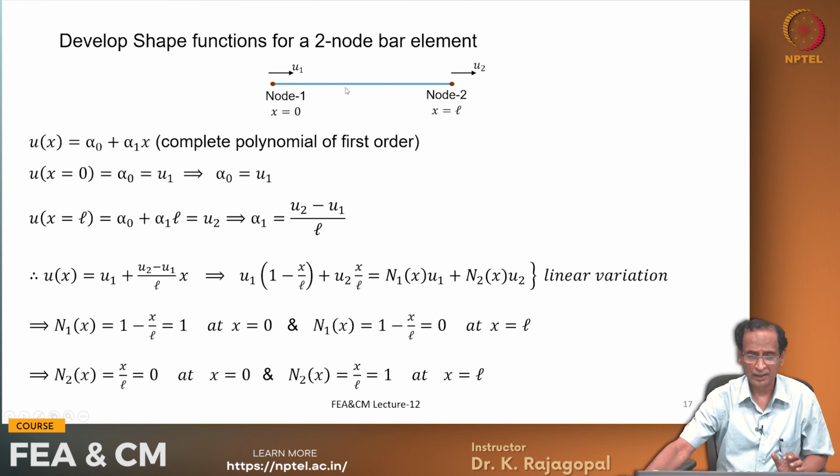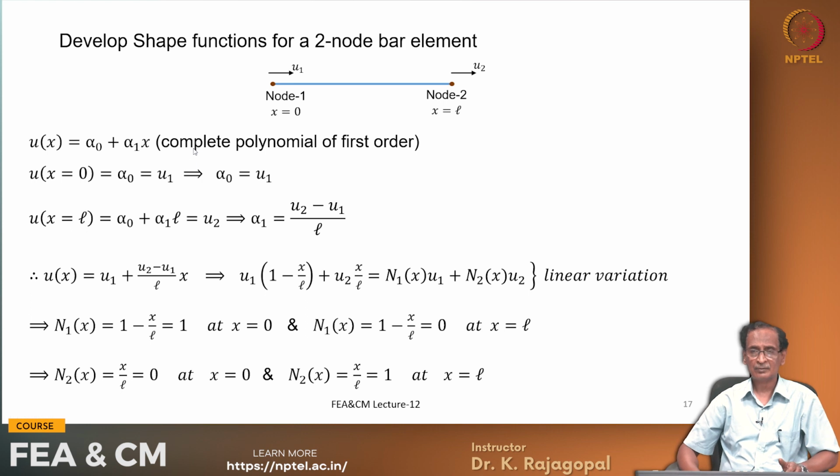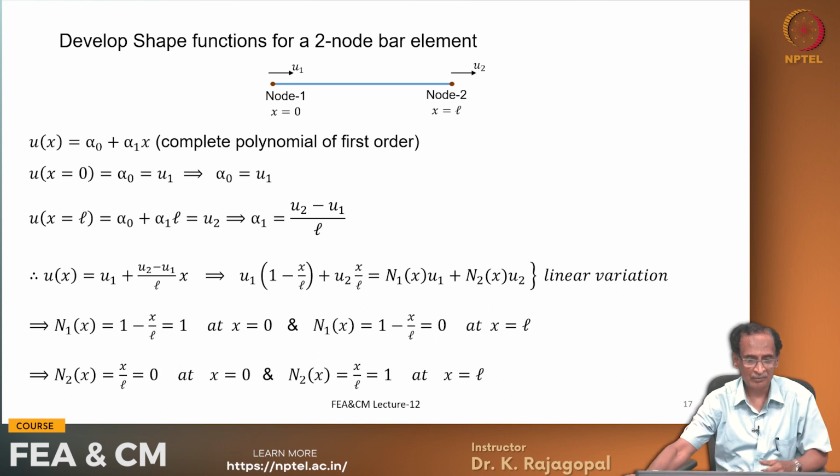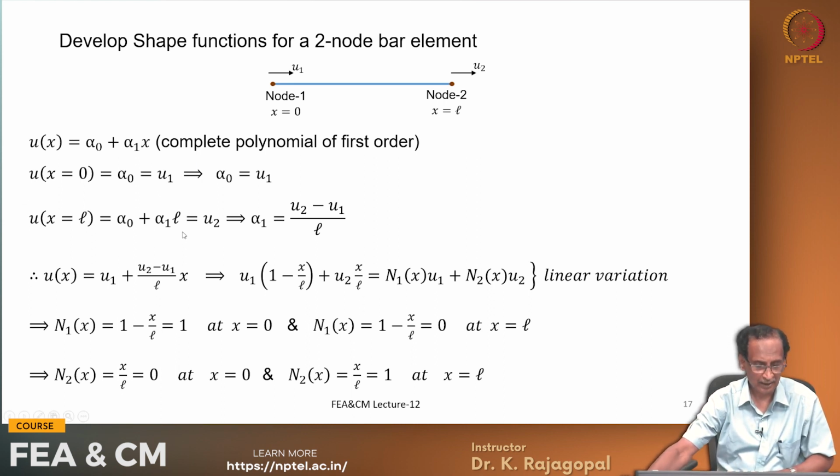Let us consider once again a 2 node bar element. It is an axial element, so we have only one displacement u. Node 1 displacement is u1, node 2 displacement is u2, and our polynomial is alpha naught plus alpha 1x, and it is a complete polynomial of the first order because we have a constant term alpha naught and the linear term alpha 1x. So if you determine the shape function that we had already done several times, our u of x is u1 N1, where N1 is 1 minus x by L, plus u2 times N2.